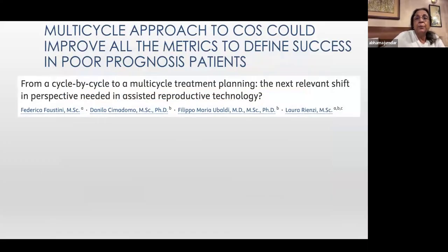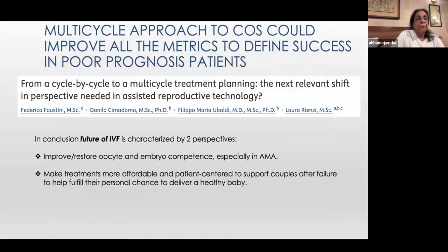So a multi-cycle approach to controlled ovarian stimulation could improve all the metrics to define success in poor prognosis patients. So from a cycle-by-cycle to a multi-cycle treatment planning, the next relevant shift in perspective needed in assisted reproductive technology for ICOS.